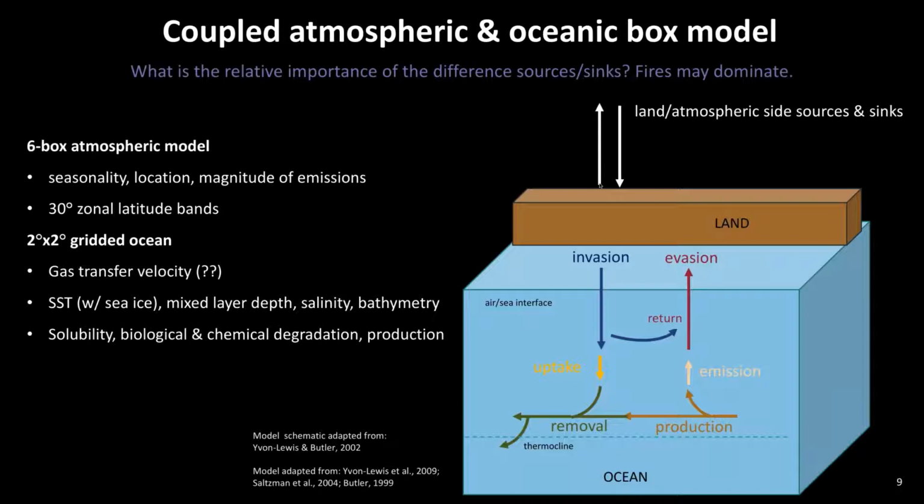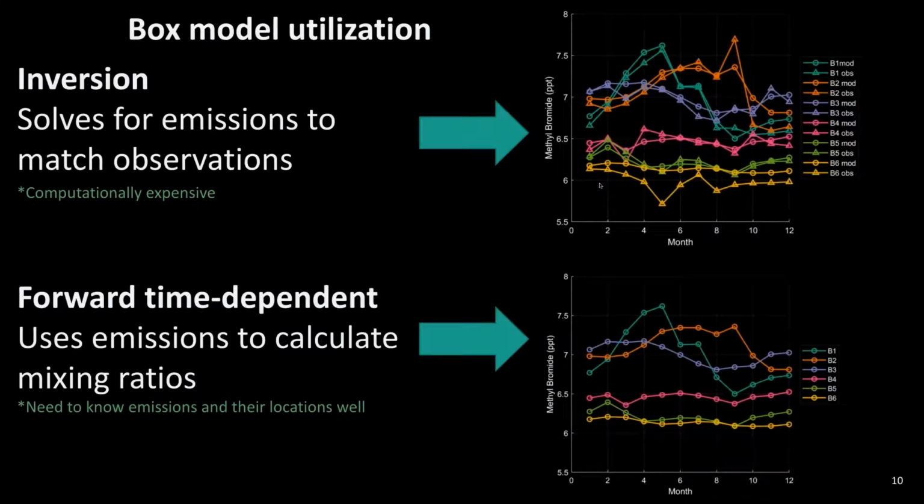And so the point of using this model is so that I can look at each source or sink and hold everything else fixed to just see how much changes in each of these sources and sinks impacts the amount of atmospheric methyl bromide. And so there's 2 ways to utilize the model. Right now we have it set up to do an inversion, which solves for emissions to match the observations. And you can see on the right panel here where I have 6 different colors, each representing one of my 6 boxes in the atmosphere. And I'm comparing the modeled mixing ratio of methyl bromide to the observations we have from the HATS group.